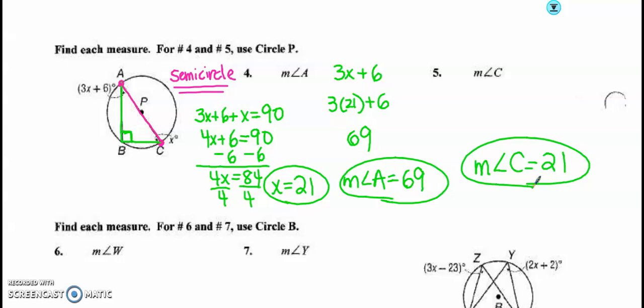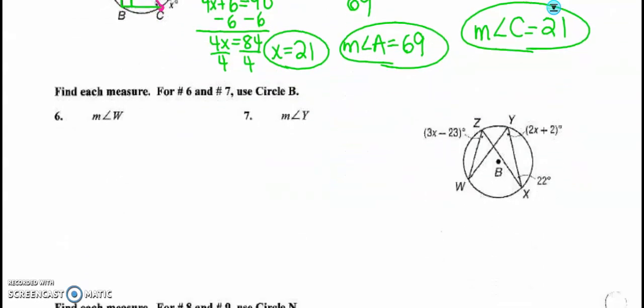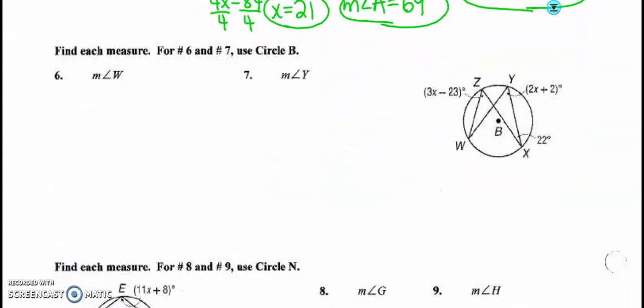All right. Next example. We're using this circle B over here to the right. Notice that there is no semicircle over here. No semicircle. So we don't have any inscribed angles being 90 degrees.